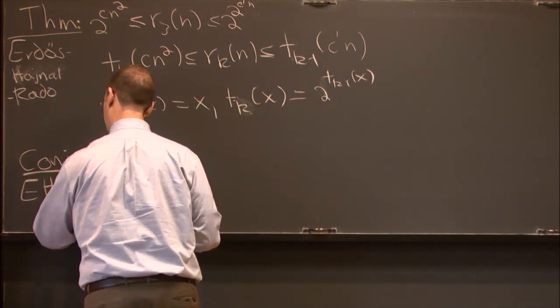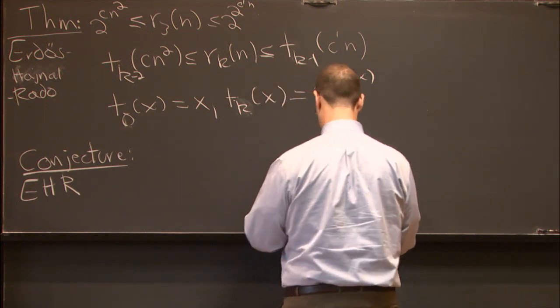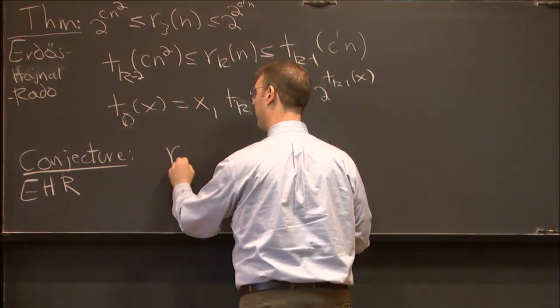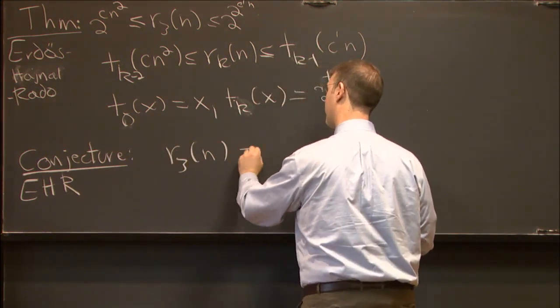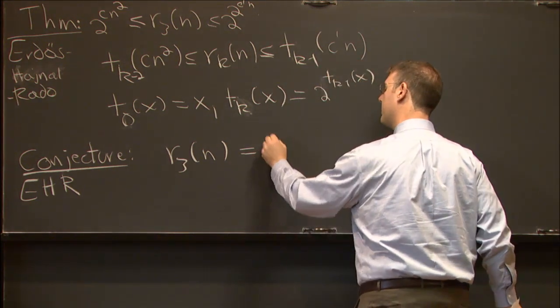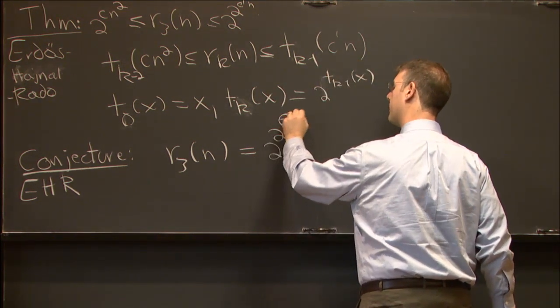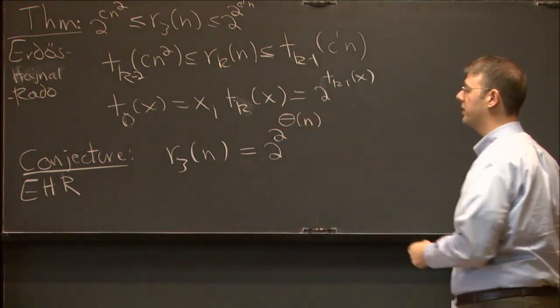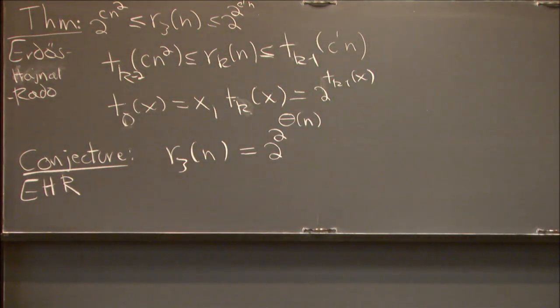Erdős, Hajnal, and Rado conjectured that R3 of n is 2 to the 2 to the theta n. So Erdős, Hajnal, and Rado believe that the upper bound is really the right answer, that there should be some lower bound construction that matches the upper bound.